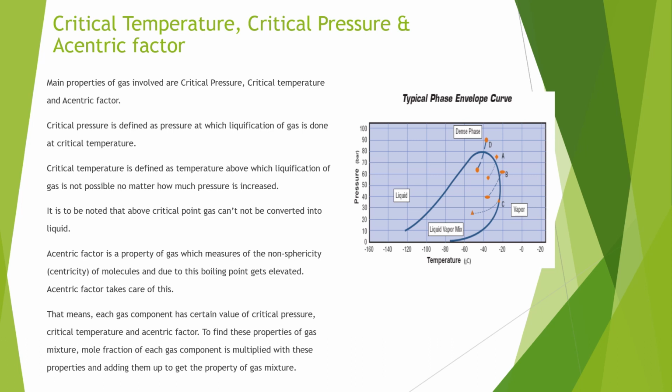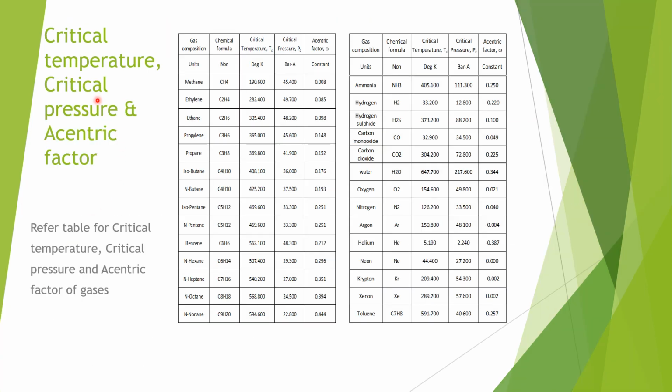To find out these properties of the gas mixture, the mole fraction of each gas is multiplied with these properties and added up to get the property of the gas mixture. These are the critical temperature, critical pressure and eccentric factor chart with all the hydrocarbon gas components, which can be referred to for calculating these properties for the mixture.